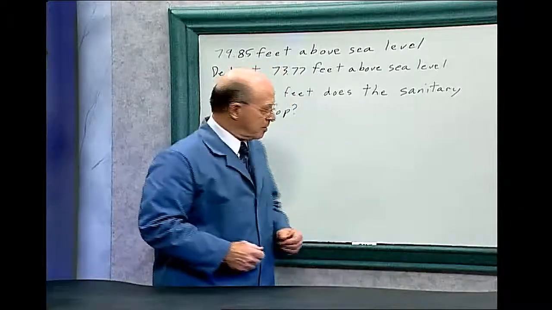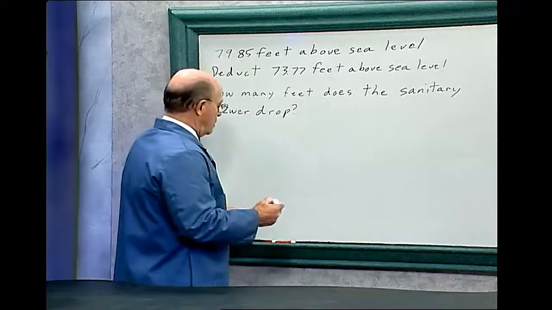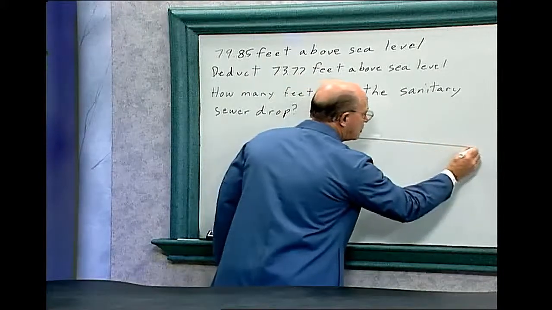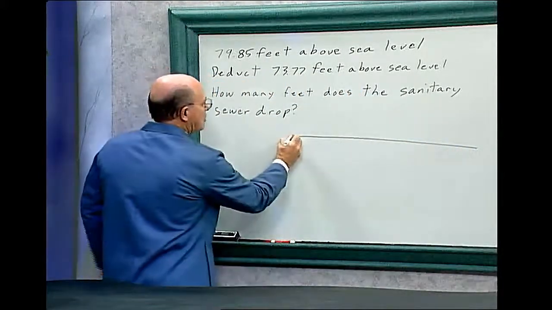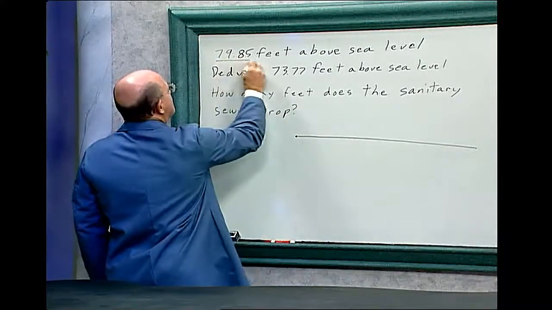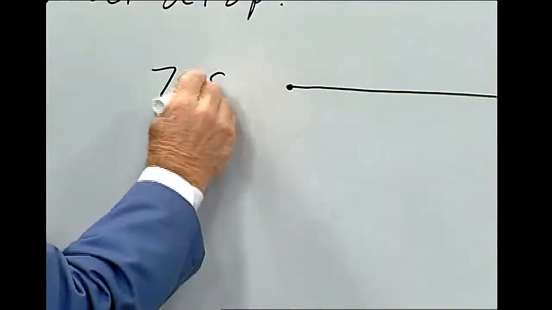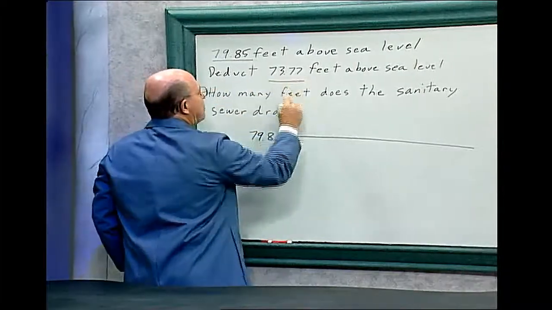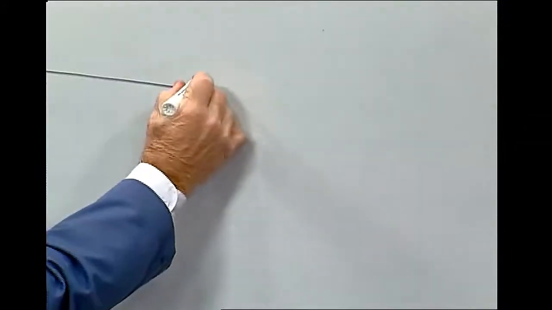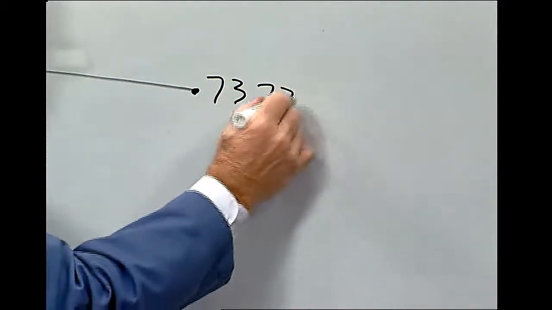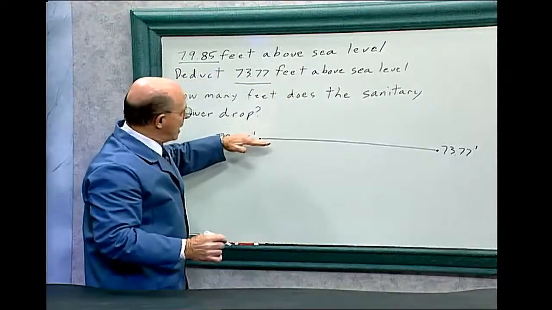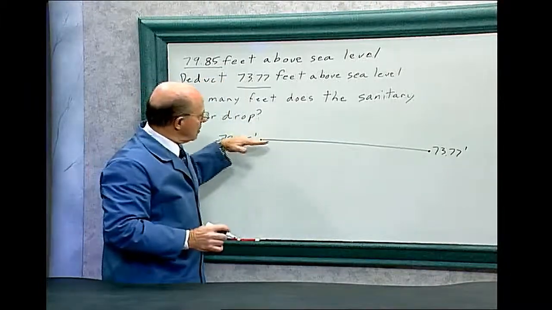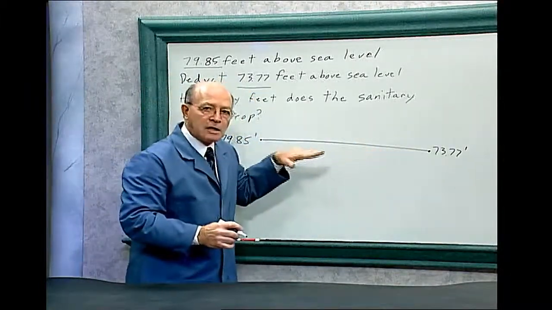Let's figure the math on this problem. The sewer line has a slope to it. It's going downhill. It starts over here at 79.85 feet. And it ends at 73.77 feet. And so there's a natural gravity flow for this sewer line. And they have to maintain that pitch so that sewer constantly flows.